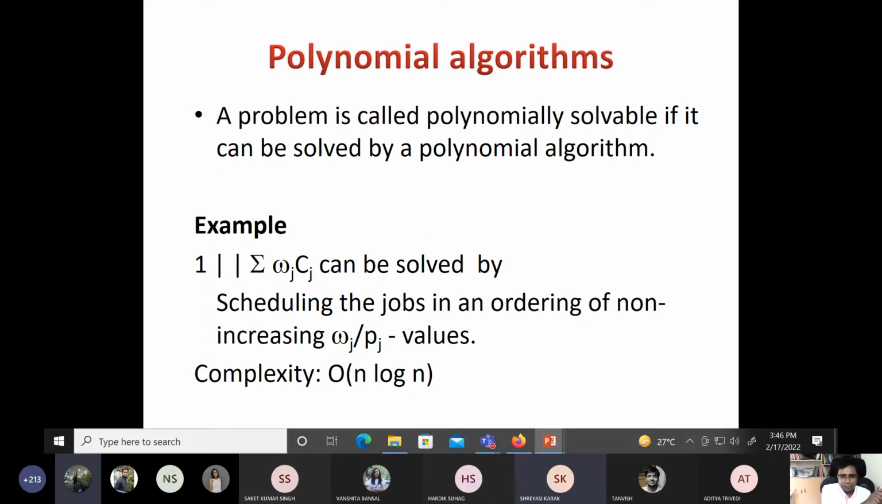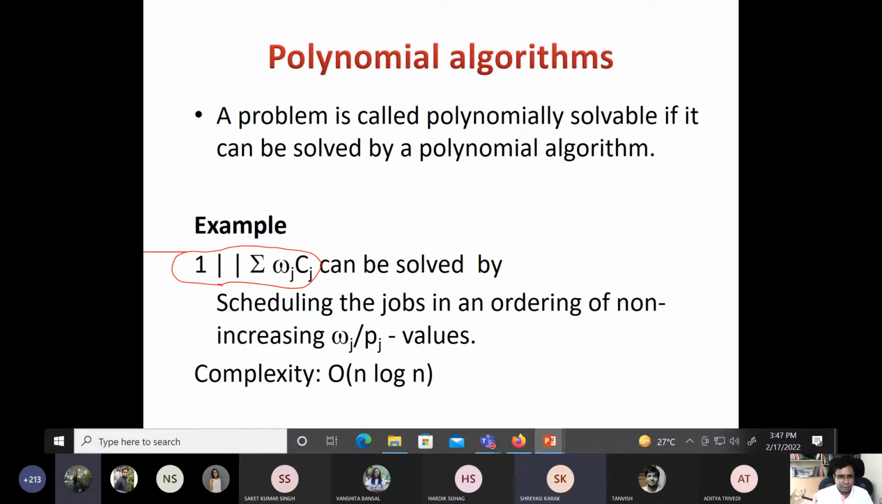We discussed this yesterday also. A problem is called polynomially solvable if it can be solved by a polynomial algorithm. For example, what is this problem? It has one processor, and we need to minimize weighted completion time. You have one processor, n tasks, release time is 0, no deadline. Preemption is also not allowed; whenever pmtn is not given, preemption is not allowed. So all tasks need to be executed wholly, and we want to minimize the weighted completion time.